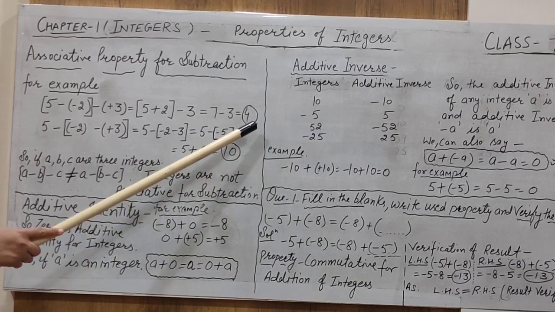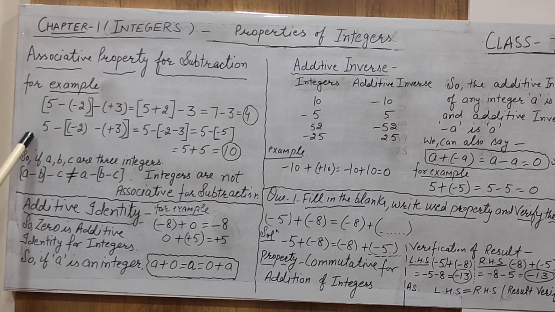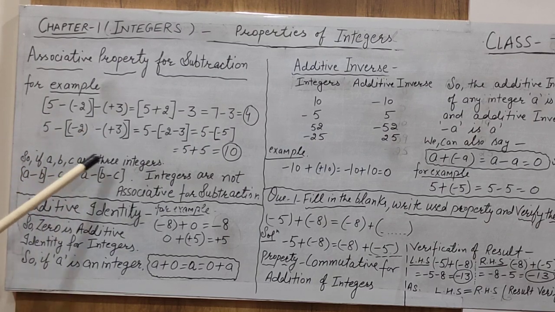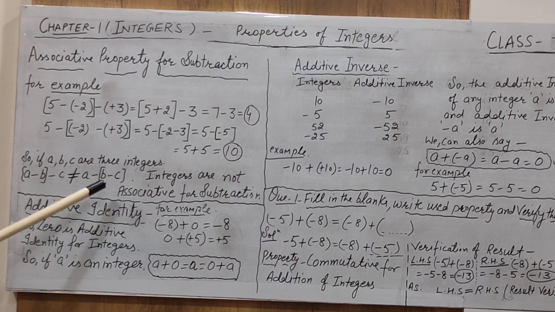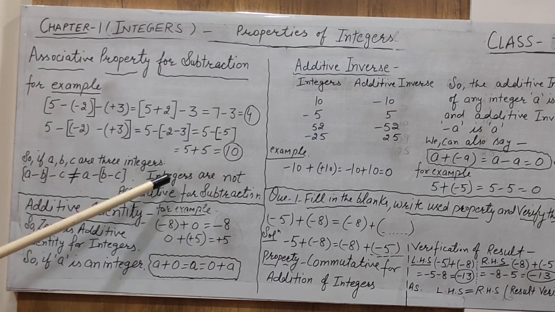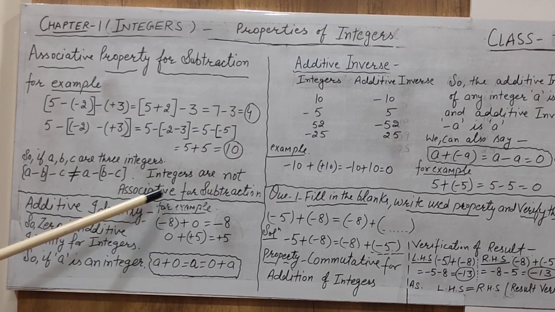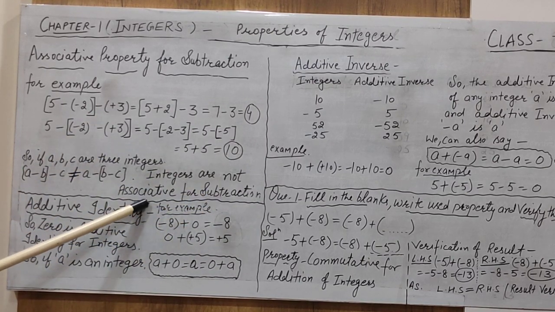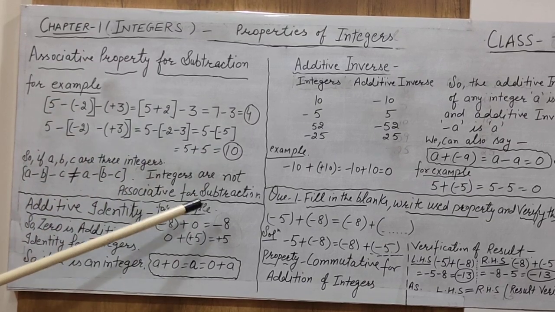So students, I thought you understand that when we subtract three integers in the same pattern as we added, here the results are different by making different pairs. So what we get as the result? If A, B, C are three integers, either positive or negative, when we subtract these three integers with different pairing, what happened? They are not equal. So we can say integers do not satisfy the associative property for the subtraction. They satisfy the associative property for the addition, but the associative property for subtraction is not satisfied. You can use any example to solve this property.